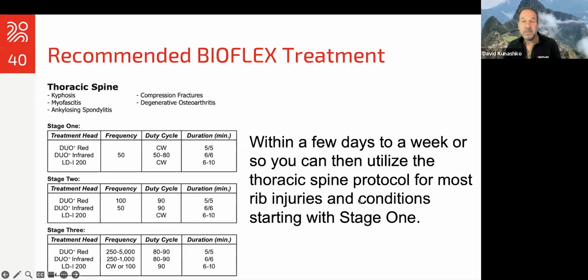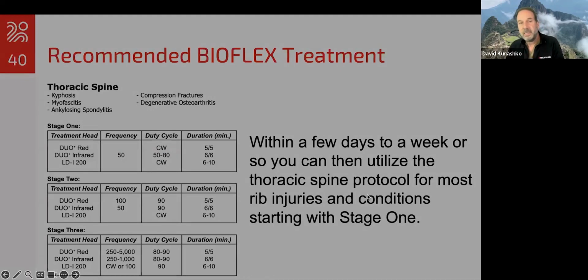And then within a few days to a week, usually around that time frame, you're ready for the thoracic spine protocol. You can start using that with stage 1. That's continuous wave. You see it's 50/50, so it's slightly higher. You can go up to 50/80 as well with respect to frequency and duty cycle. So a little bit more dosage over the area geared more towards healing.